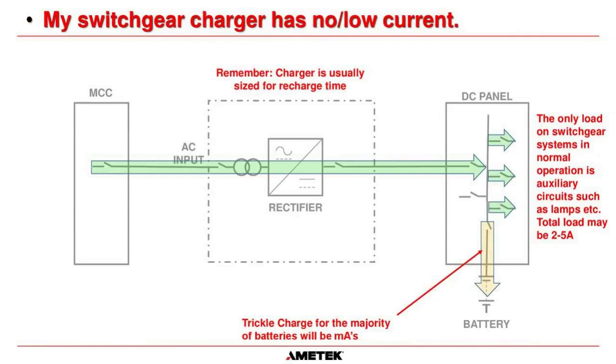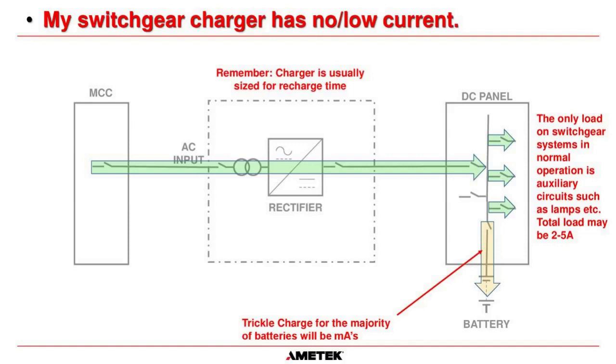And I think this is the last one. My switchgear charger has no or low current. Okay. Now remember, for a switchgear system, the only load on the system in normal operation is auxiliary circuits, such as lamps and very lightly loaded things. The total load may be anywhere between 2 to 5 amps.